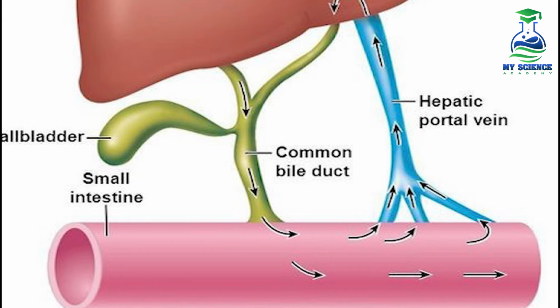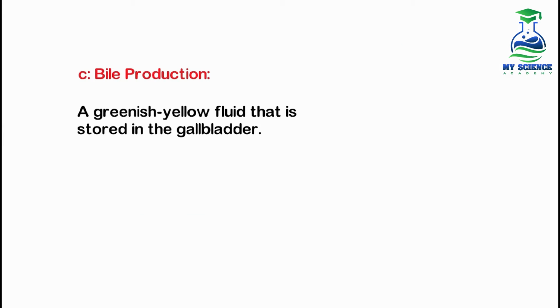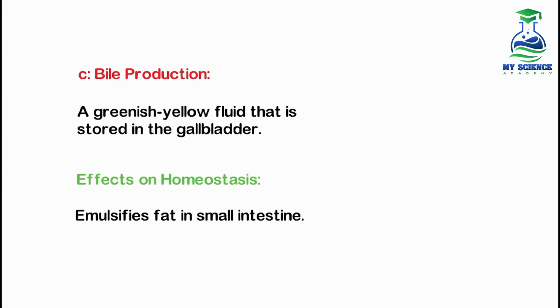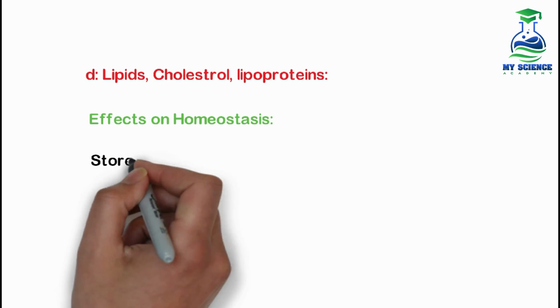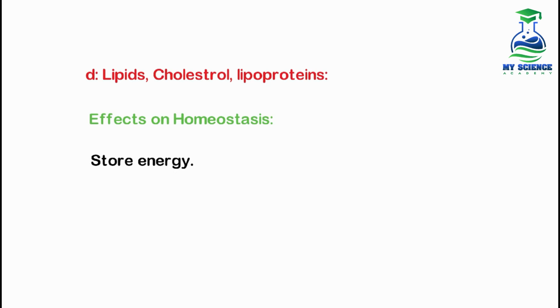With the help of a common bile duct, this bile is sent to the small intestine where it helps in the digestion of fats. What are its effects on homeostasis? It emulsifies fat in the small intestine, which means that large molecules of fats are broken down into small molecules. Another function is the synthesis of lipids, cholesterol, and lipoproteins, and how do they affect homeostasis? They store energy.